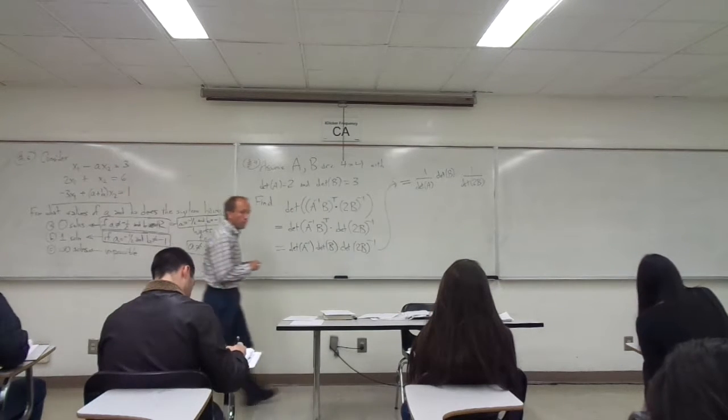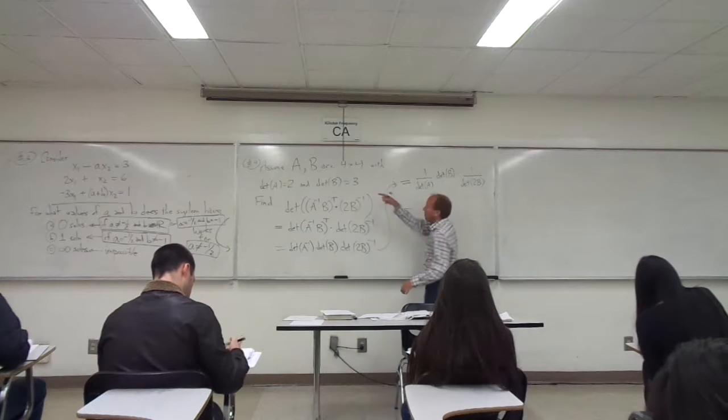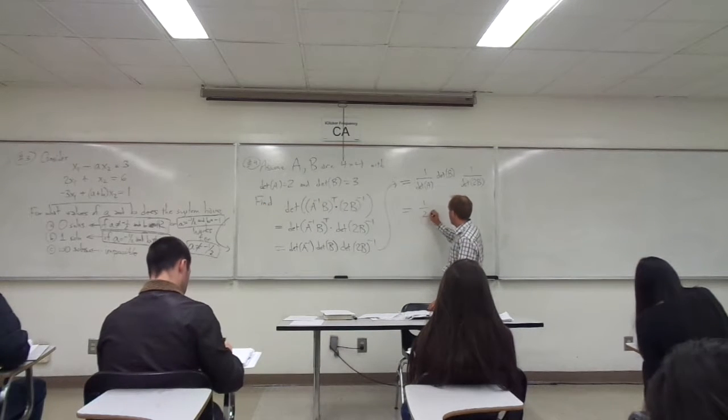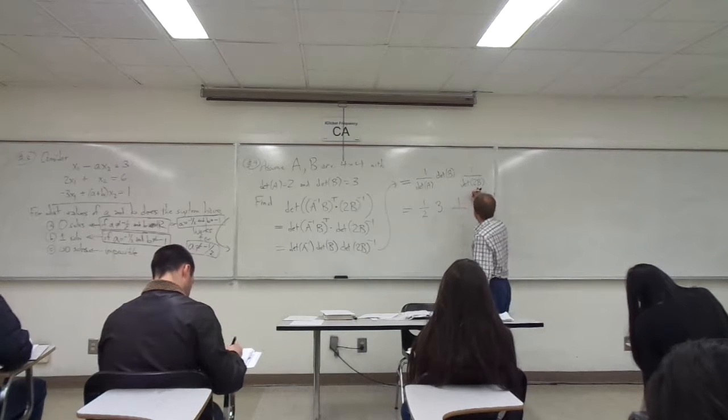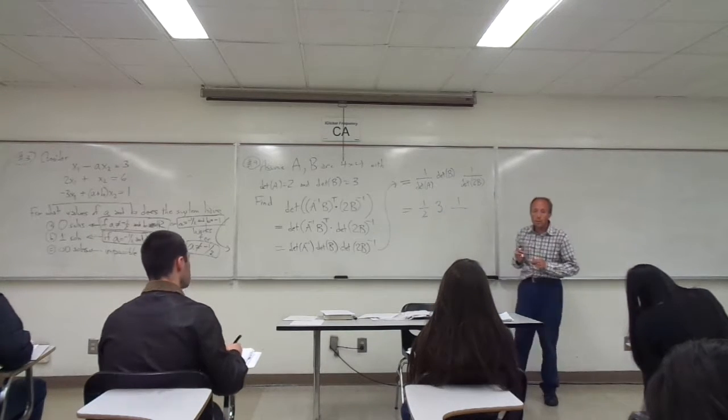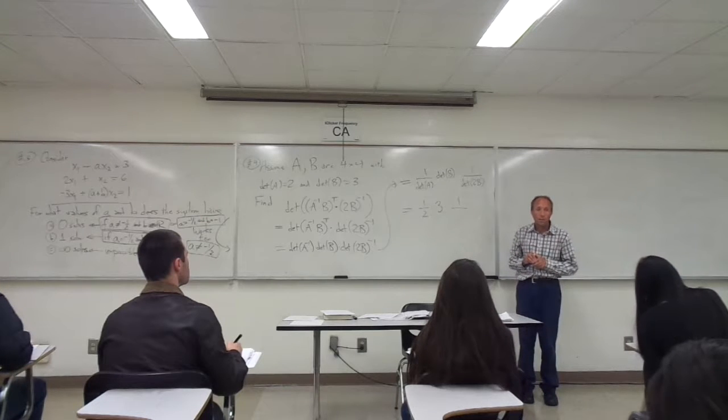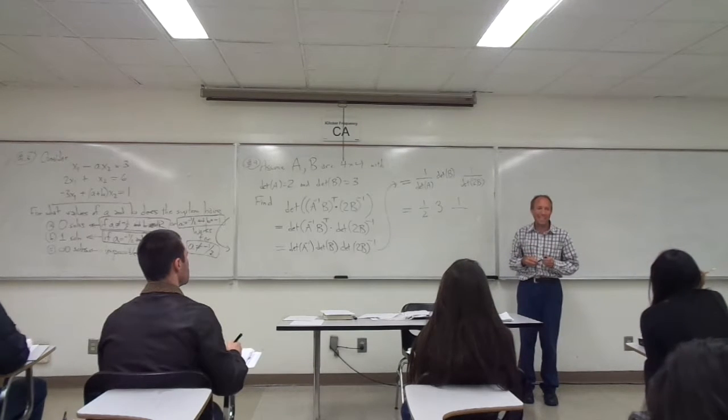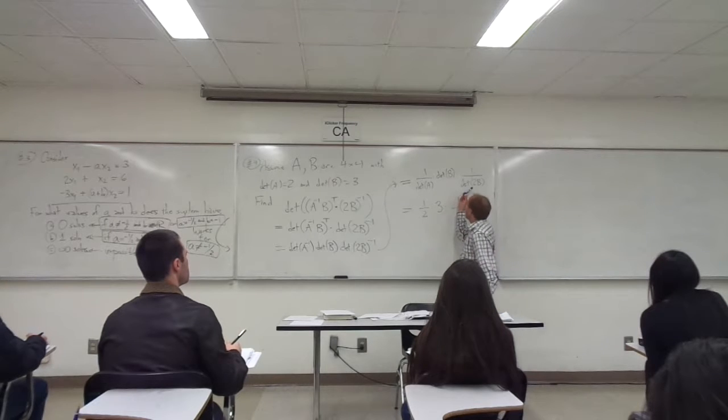Okay, so we have some of the numbers already. The determinant of A is 2, so it's just going to be 1 over 2. And then the determinant of B is 3. And then we have 1 over the determinant of 2B, which would that be 6? No. Remember this one? This is the tricky one.